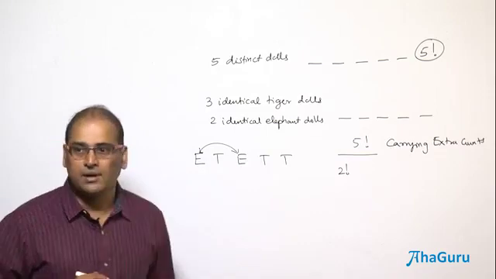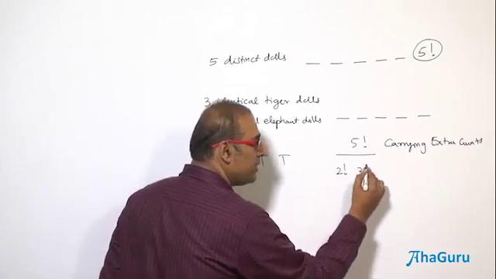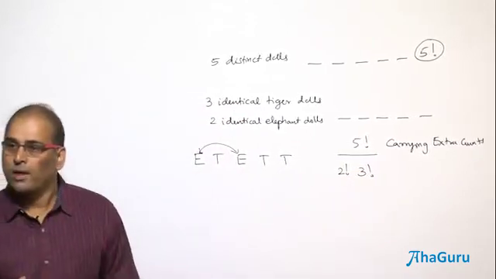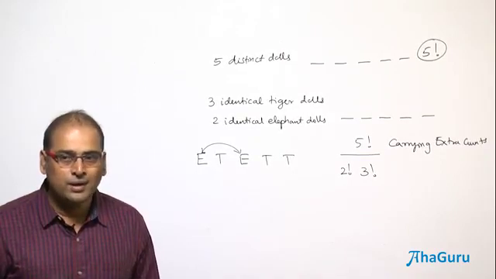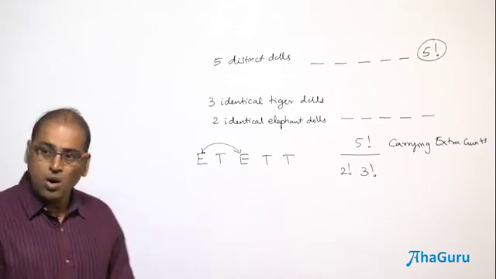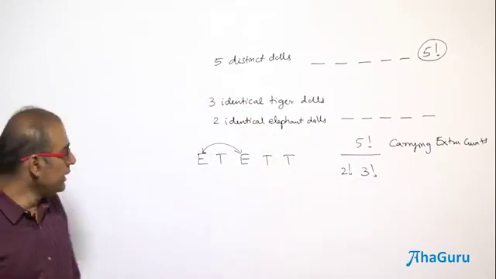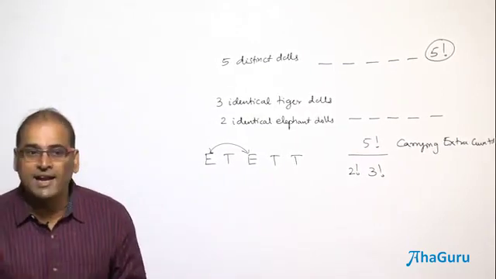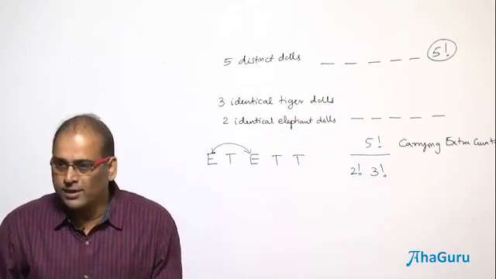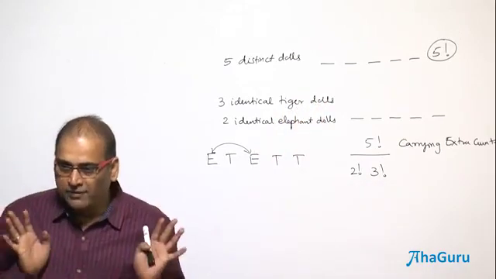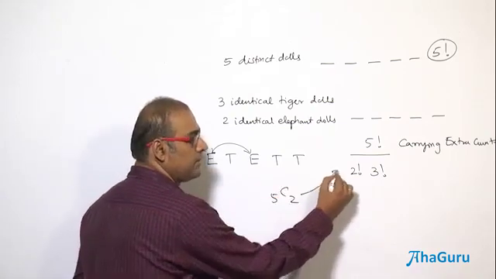This adjustment is for the elephant. But I need to do it for the tiger also. So I need to divide by 3 factorial. Are you able to understand? So what do you get? 5 factorial by 2 factorial into 3 factorial. Or you can see that there are 5 places. I need to choose 2 places for the identical elephant. The rest will go for the 3 identical. So it is enough I concentrate only on the elephant. Which 2 places? 5 choose 2. That is the same as this.